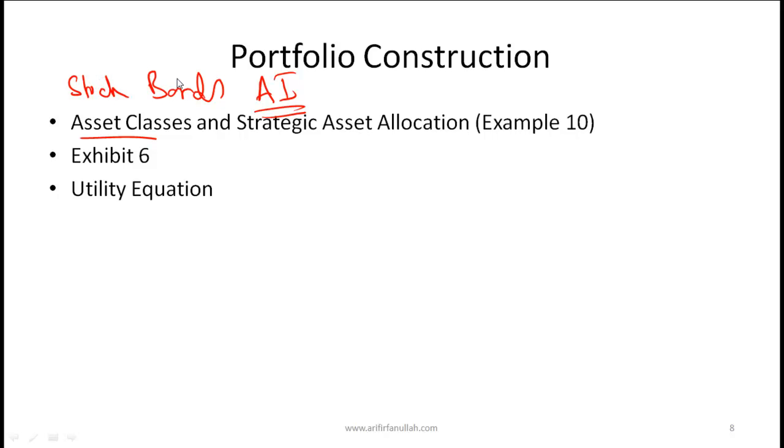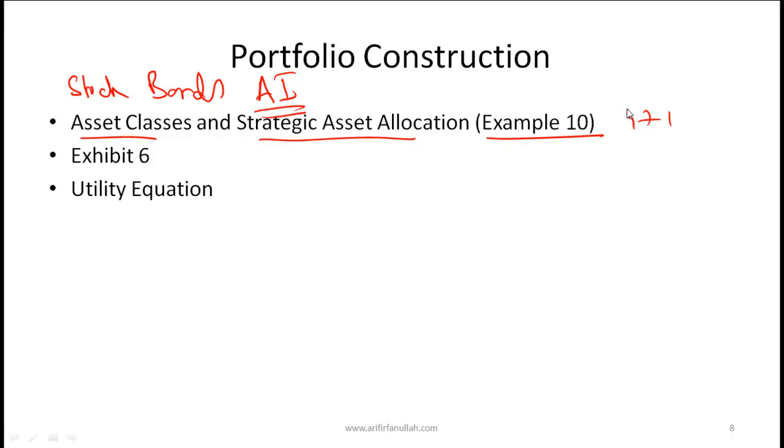Bonds can be subcategorized based on government versus corporate, or you can also subcategorize based on maturity. So asset classes can be defined in many different ways, but if we want to keep it simple, the most basic kinds of asset classes would be stocks, bonds, and alternative investments. Strategic asset allocation refers to how we allocate our clients' money across different asset classes. And to get a nice picture of this, I'd suggest you look at example 10 in the curriculum, which is on page 471 of the 2011 Level 1 curriculum.